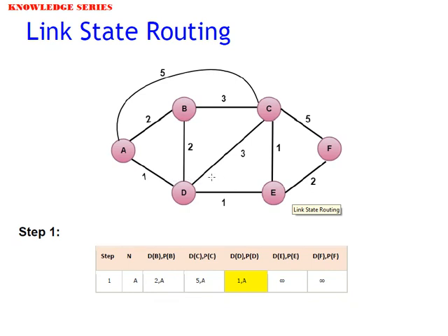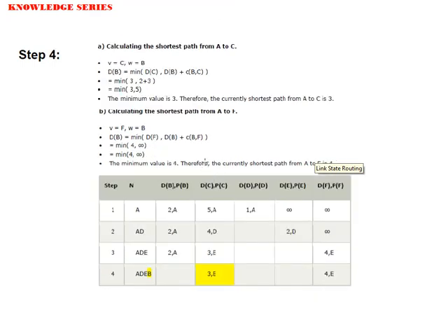The distance up to B is 2. And from B to F, there is no direct link, so that cost is not direct, so it is infinite. So this is 2 and this is infinite, so that is infinite, and this is 4. So between 4 and infinite, the minimum is 4. So that is what we see here, and that is what we have shown here as 4.